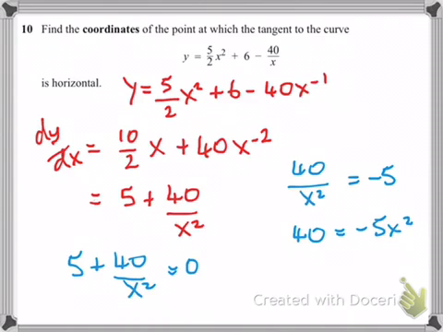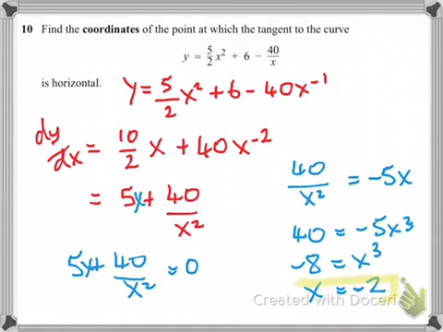We've got a problem here because we wouldn't get a negative number from a square. Oh, we're missing an x here. 10 over 2 is 5x. So that's minus 5x, and that becomes minus 5x cubed. And then 40 divided by minus 5 is minus 8, which is equal to x cubed. So that means x is equal to the cube root of minus 8, which is minus 2. Minus 2 times minus 2 times minus 2 is minus 8.